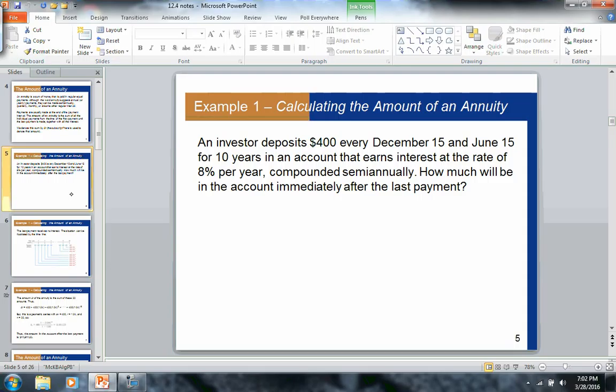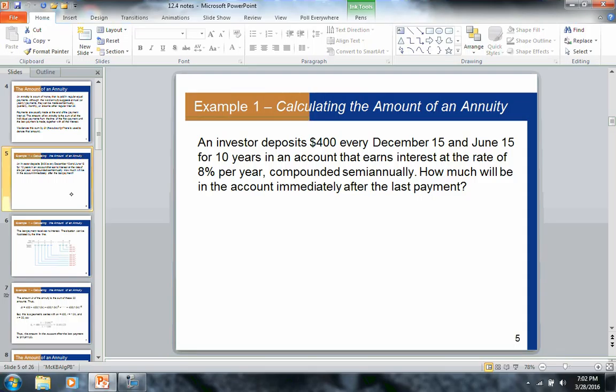So this would be something like we have here where we're investing money for an annuity. An annuity can also be payments if you're making payments for a certain item like a car or a mortgage as well. So we're going to take a look at several different types of real world examples here.